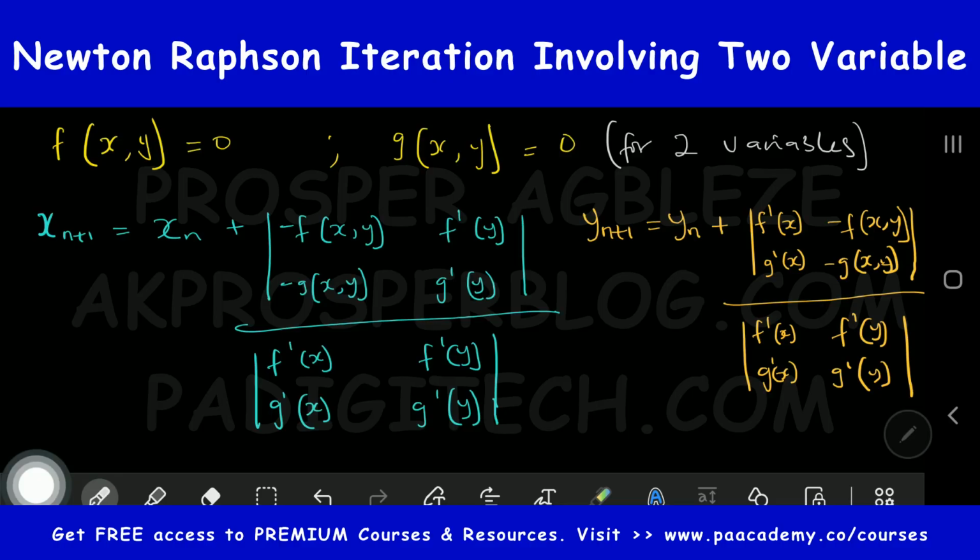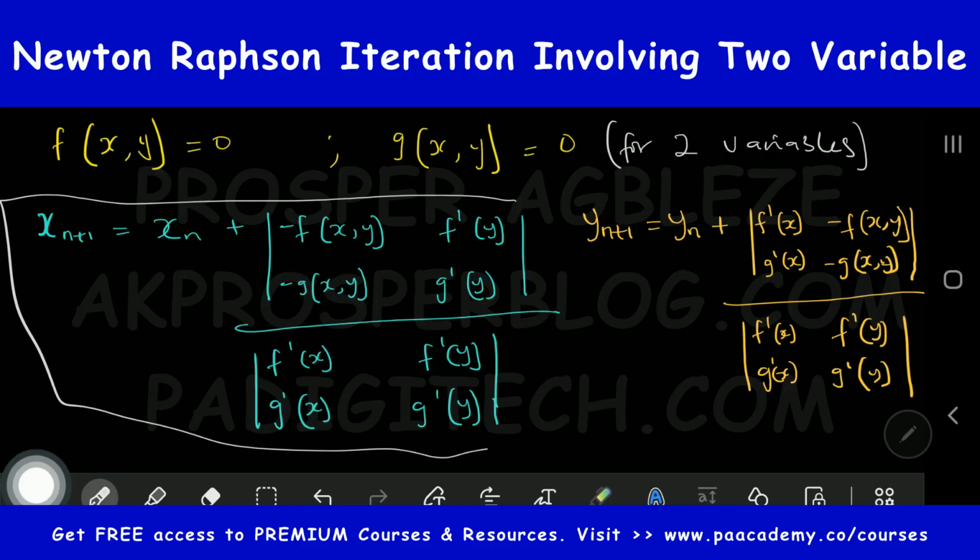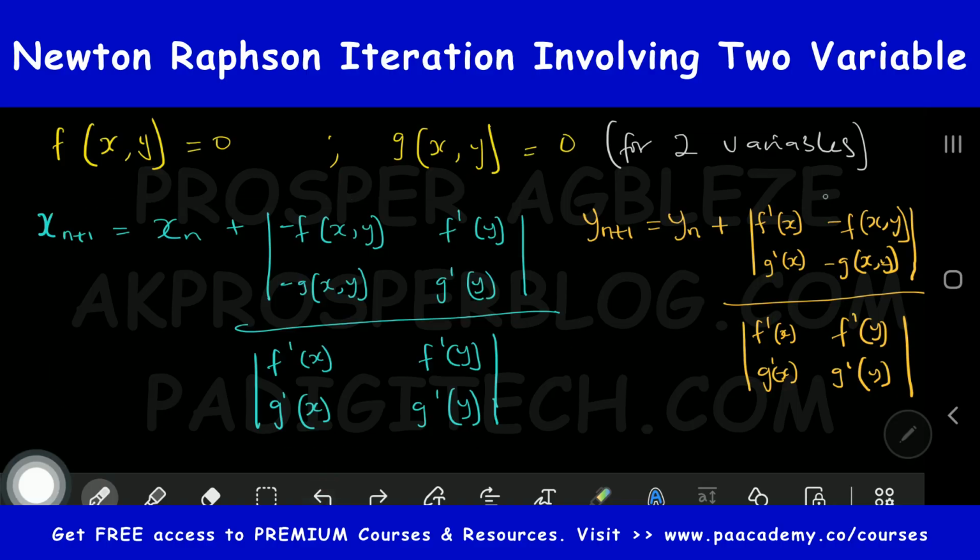I'm going ahead to write out the general formula for the Newton-Raphson iteration involving two variables. Like I explained earlier, with two variables we are going to have x and y. To get the x, this is what you are going to apply. I put that of y side by side so that you can notice the difference. We have minus f of x and y, and then here we have the f prime of y, which means you differentiate the f function with respect to y.